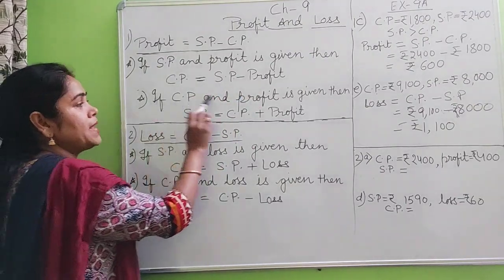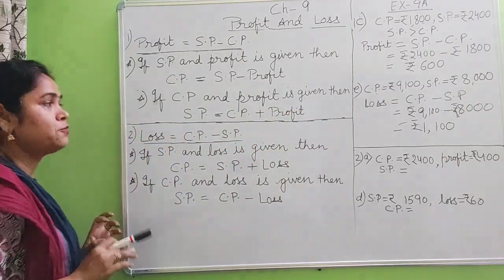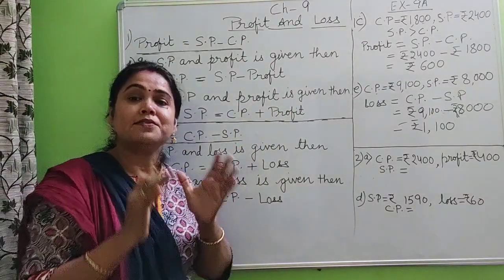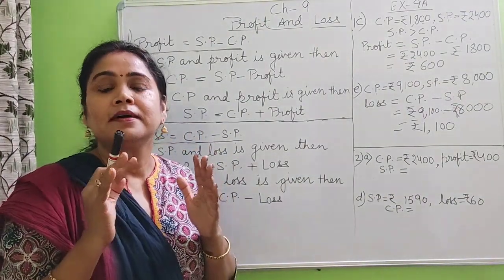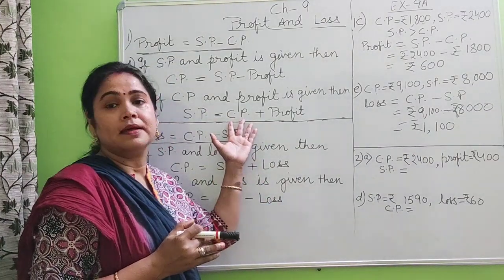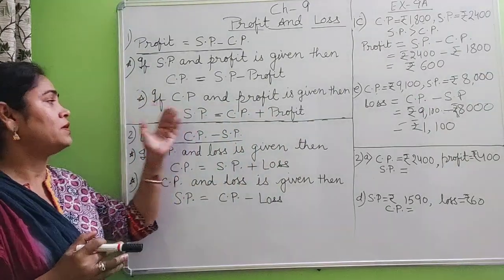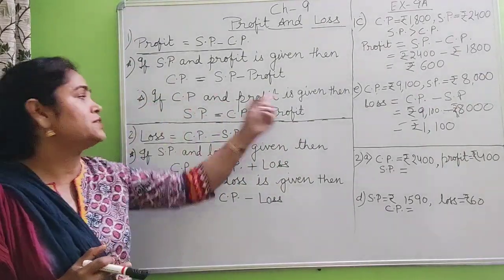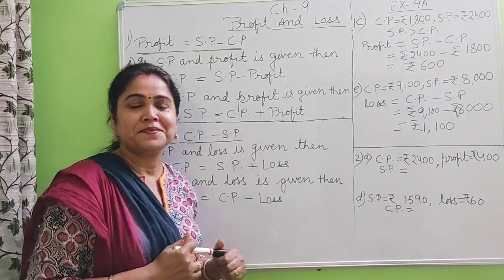Similarly, if CP and profit are given and we have to find the selling price, since it is a case of profit, the selling price will be greater than the cost price, and if we add cost price and profit, we will get the selling price. So we will always use the formula in this condition: SP is equal to CP plus profit.